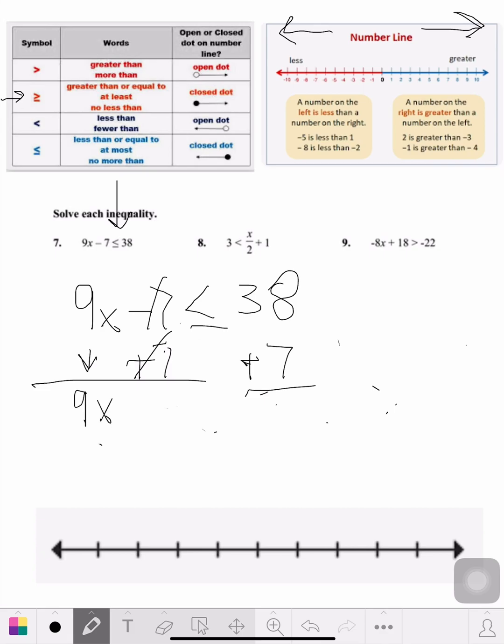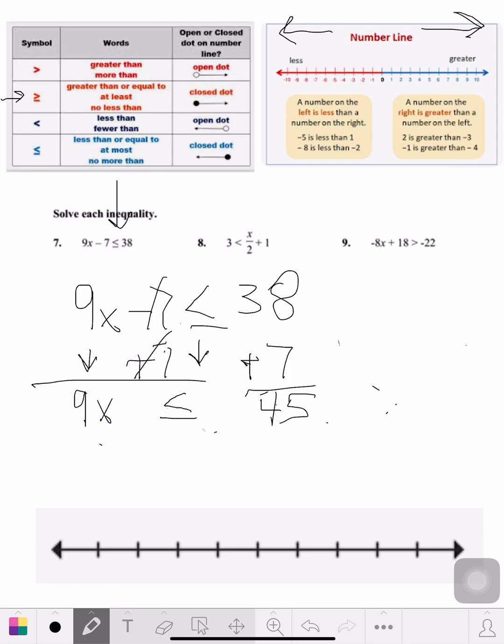Then I'd bring down my inequality sign. And I'd copy it just like it is, because I didn't divide by a negative number or multiply by a negative number. If you do that, you have to flip the sign. Okay? Now on the 38 plus 7, it's 45. So now, I still didn't get the x by itself. So I got to do that.